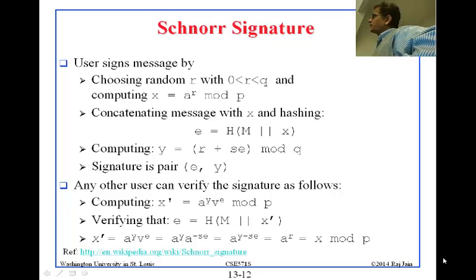So basically, you should be able to get back X, A raised to R mod P, from Y. That's all you do. So this is X computed: A raised to Y, B raised to E. Y is given, B is your public key, E is given. So you can compute that. And then if X prime is equal to X, then the signature is valid.